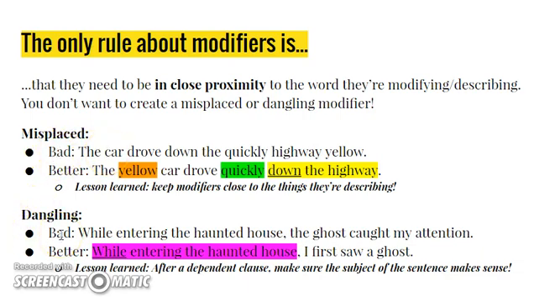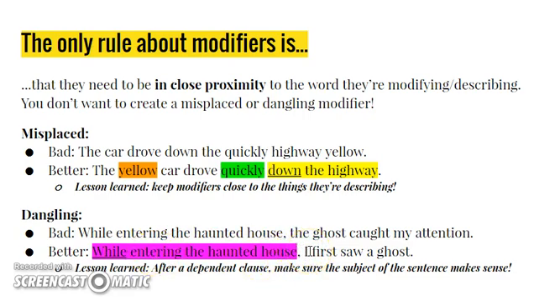The other bad thing to do with a modifier would be to create a dangling modifier. And that's when a modifier is just kind of hanging there and I can't tell what it's supposed to go with at all. Or it's attached or dangling off the wrong thing. So it would be good to say, while entering the haunted house, I first saw a ghost. Because I'm entering the house and I'm the one seeing a ghost. So this modifier is right next to the word I.